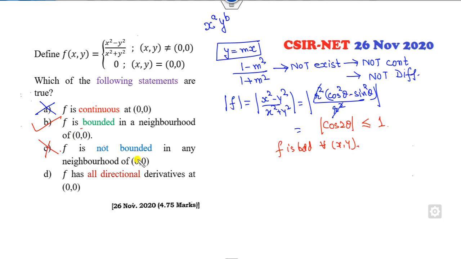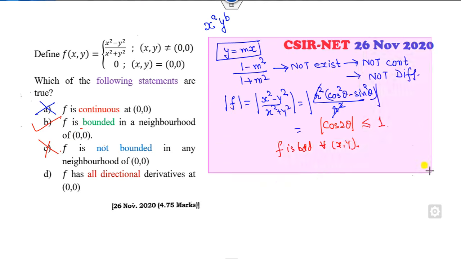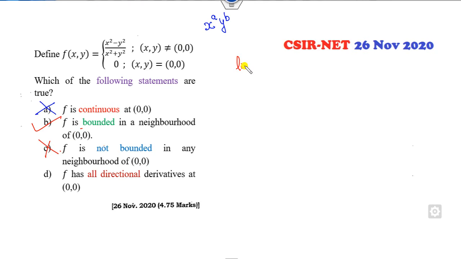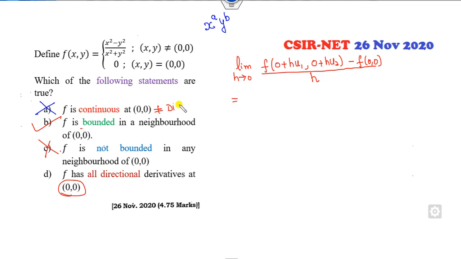Now you can see whether all the directional derivatives exist or not. Again, how can you check about the directional derivative? Again, I can take the limit of f at (0 plus h u1, 0 plus h u2) minus f of (0, 0), divided by h. Because the function is not continuous, it means it is not differentiable. If the function is not differentiable, then always use this definition.